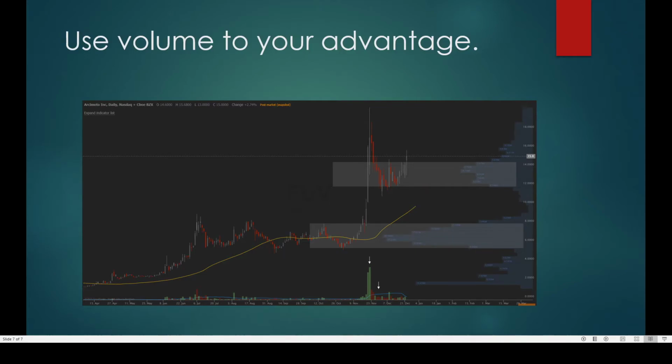Use volume to your advantage. Volume is key. Volume and price pay. That's what it should say, is volume and price pay. Volume, price, and trend pay. Okay?